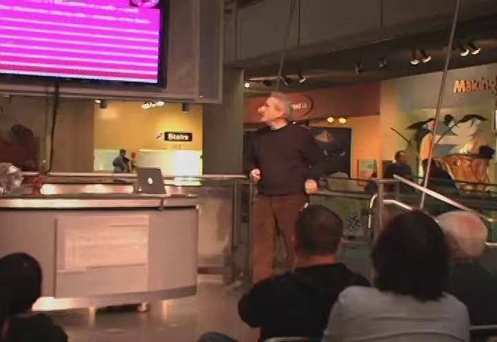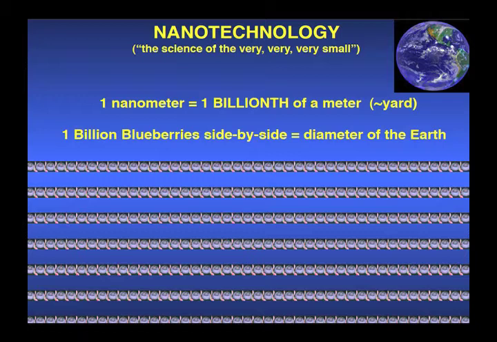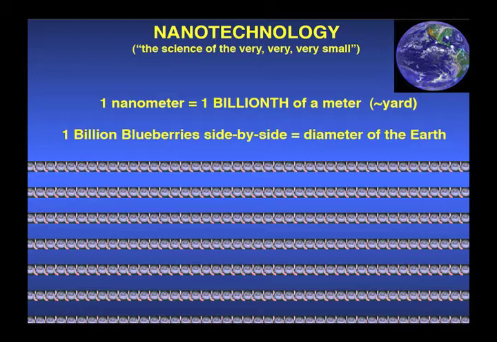Nanotechnology, as you probably know, is the science of the very, very small. And just to give you a feel, 1 nanometer is to 1 meter, which is about the size of a yard, as 1 blueberry width is to the diameter of the Earth. Okay, so 1 billion blueberries side by side will be the Earth. So we're talking incredibly tiny.